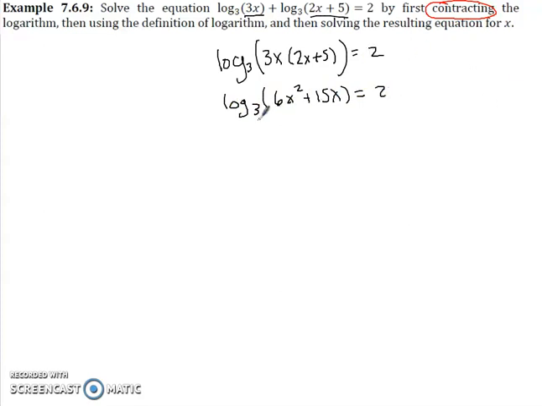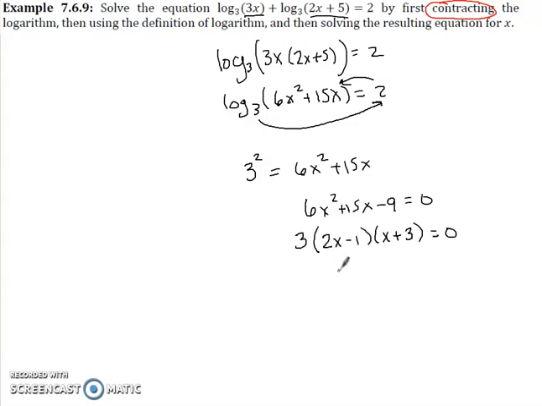Now my variable is inside the log, so I'm going to take this out of log form by getting 3 to the power of 2 is equal to 6x squared plus 15x. This is now a quadratic that I can factor and solve. So I've factored, and then solving, I've got x is 1/2 and x is negative 3. And it would be wise to go back here and check your solution.